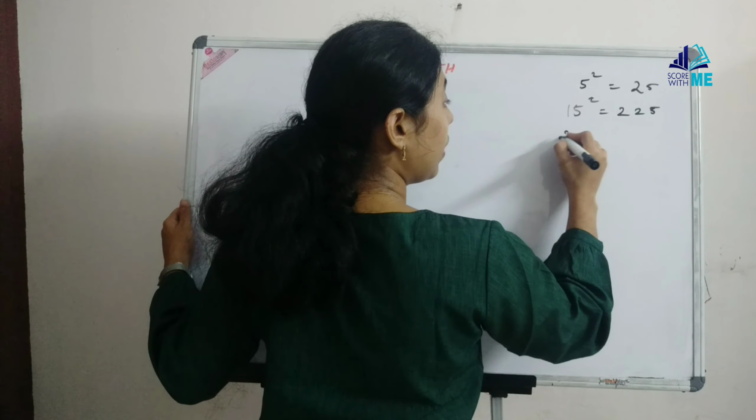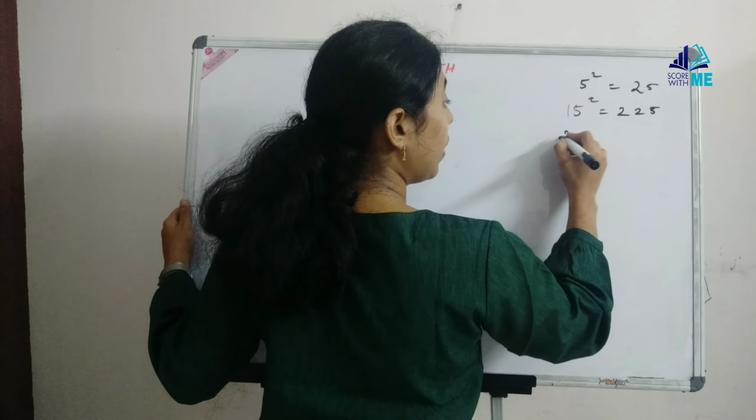What is 35 square? Any number which ends in 5, its square is also going to end in 25. So the last two digits are 25 for sure, so that is kept here. Now what is the number preceding 5? It is 3, and the number next to 3 is 4. So 3 into 4 will give me 12. So I have here 1, 2, 2, 5.